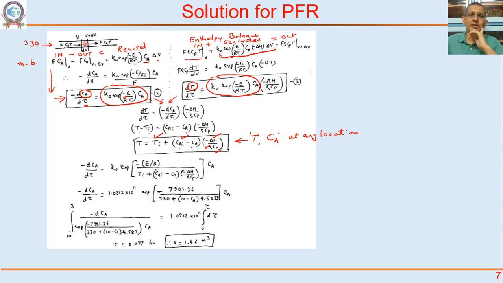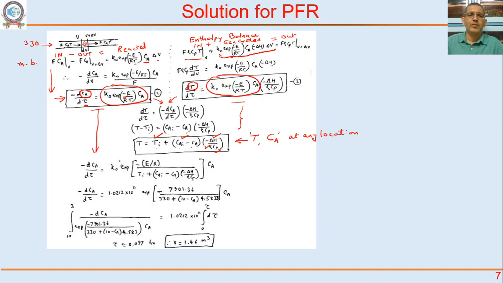So what are the unknowns? These are the two equations, one equation here, second equation here. We don't know T and Ca. So if I relate T and Ca using this equation, I need to solve only one equation, and that one equation we will solve for dCa by d tau.